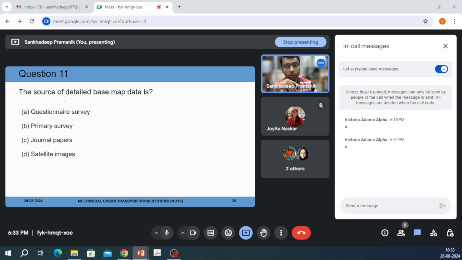The source of detailed base map data is questionnaire survey, primary survey, journal paper, satellite image.